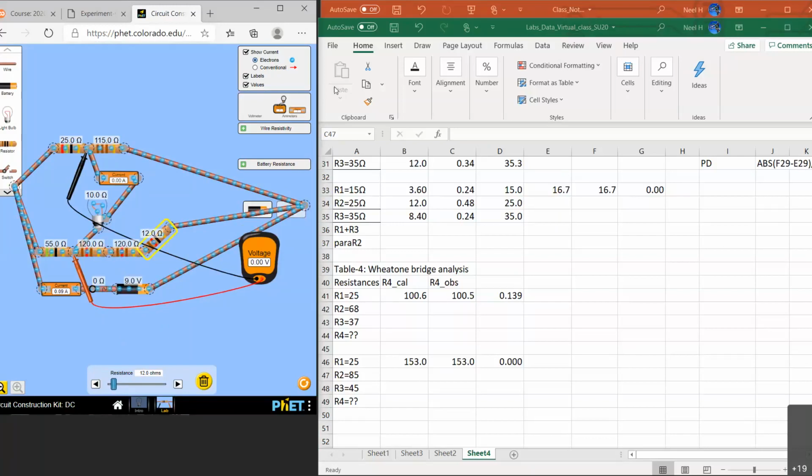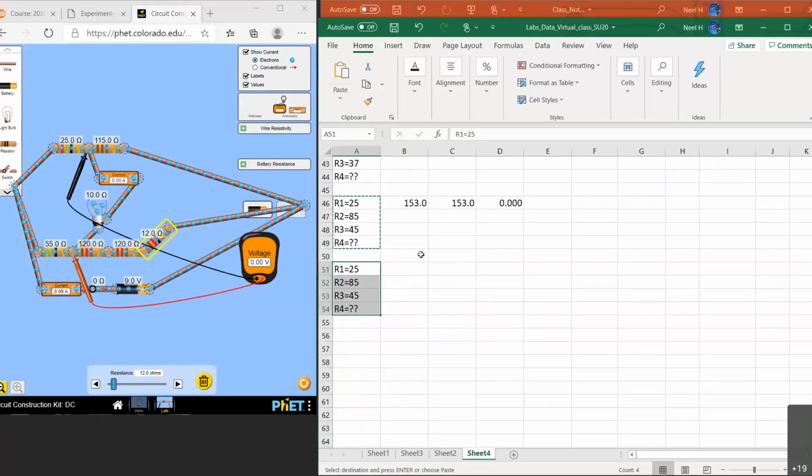Let's do that calculation. For the last one, your values are different, so these two calculations will be different. Copy paste here. When you do this calculation, R1 is the same, 25, but R2 is now 115 and R3 is 55. That's the only difference. Then do this calculation again.